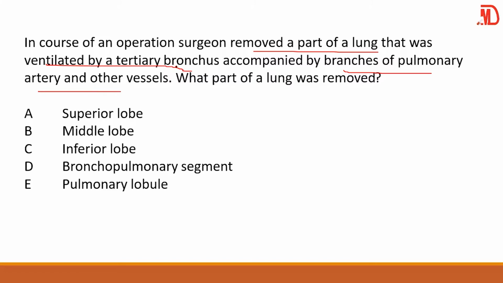Good. So over here we are talking about the bronchopulmonary segment, because the tertiary bronchi, that's more or less like the bronchioles. So directly it supplies into the lung tissue, isn't it? So we call it bronchopulmonary segment. Another name for the tertiary bronchus is the segmental bronchus. So that is why over here we are looking at the bronchopulmonary segment. So your answer is D.